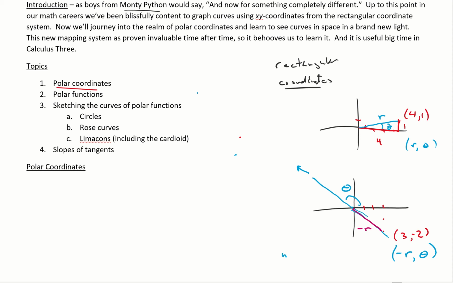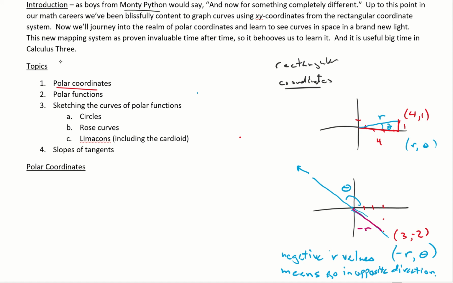So a negative r value is defined to mean go in the opposite direction. It's almost like you're playing a game, like these are the rules on how to play Catan or whatever, and away you go. So these are the rules for plotting points, actually.